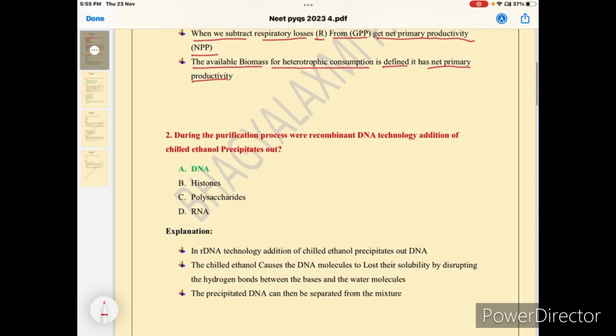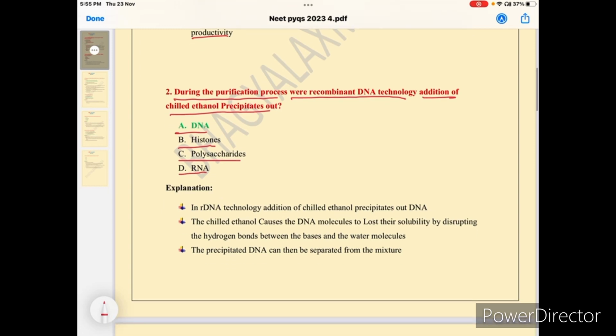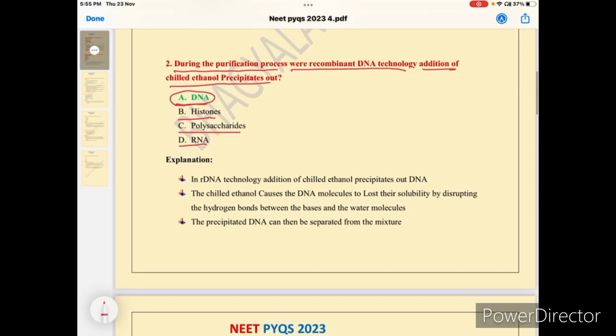Let us see the next question. During the purification process in recombinant DNA technology, addition of chilled ethanol precipitates out: option A, DNA; option B, histones; option C, polysaccharides; option D, RNA. And the answer is option A, DNA. Let us see the explanation.